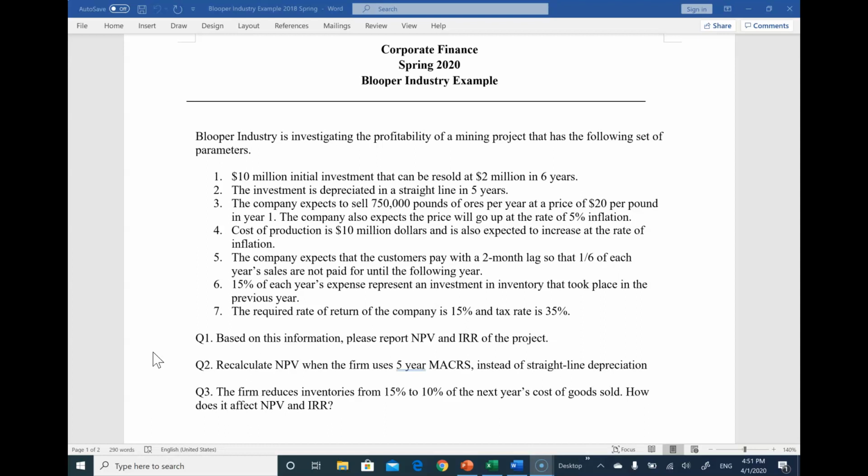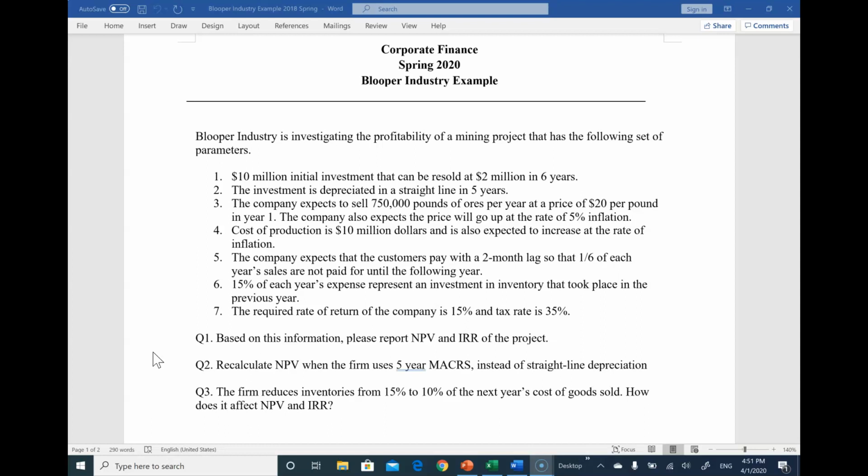I put together the details of the Blooper industry example in a Word file. Let's start reviewing the details of this example. Blooper industry is investigating an investment project, and these are the details of that project.